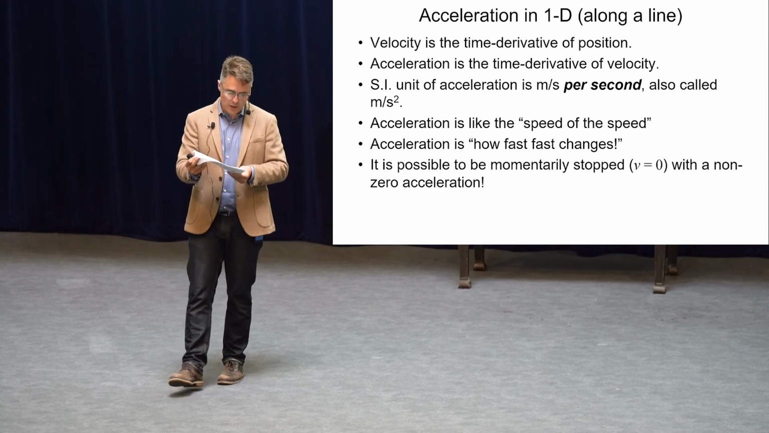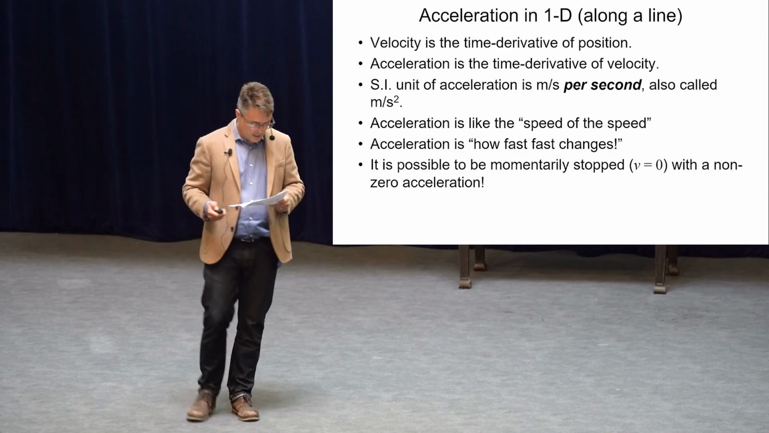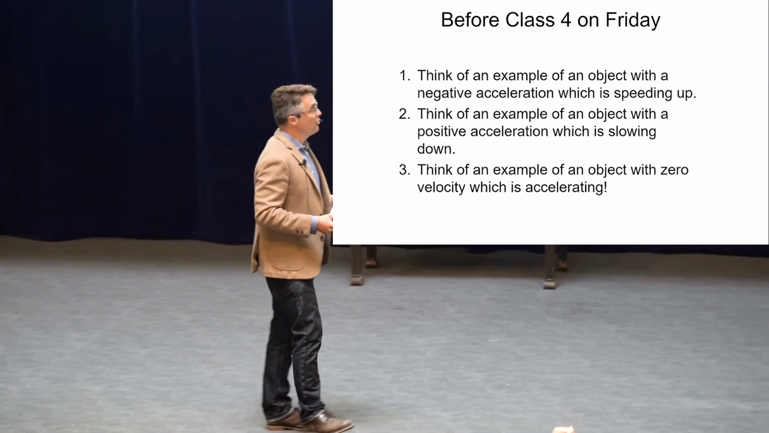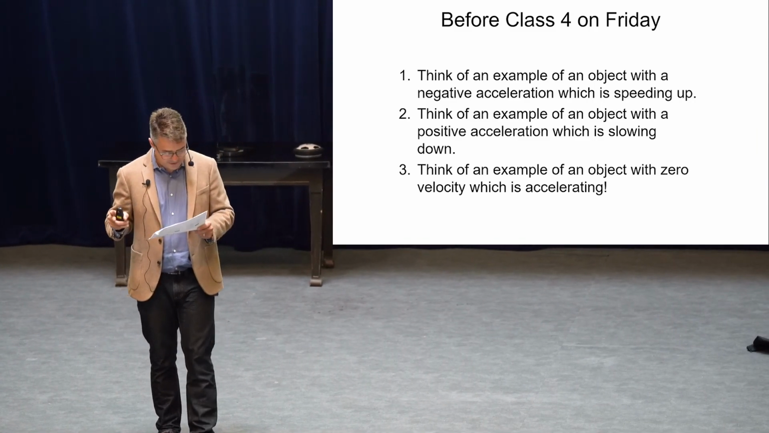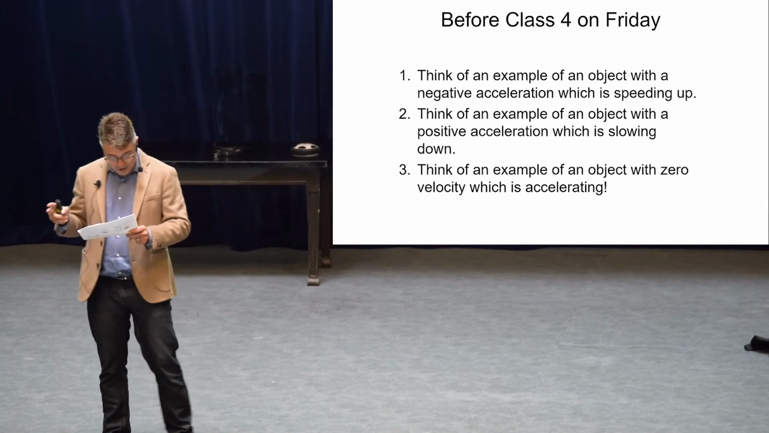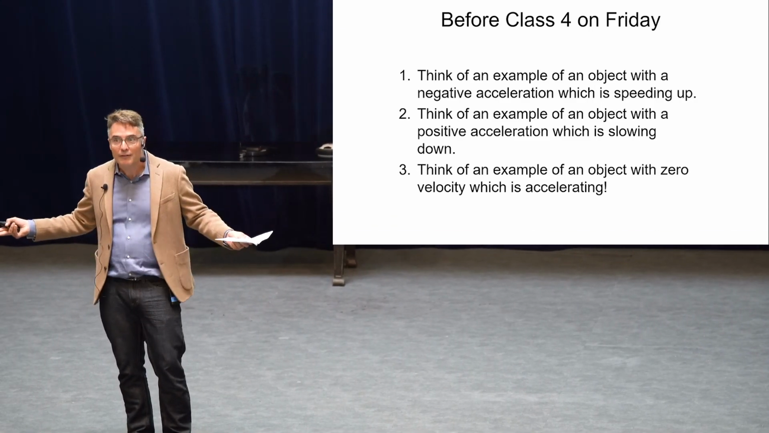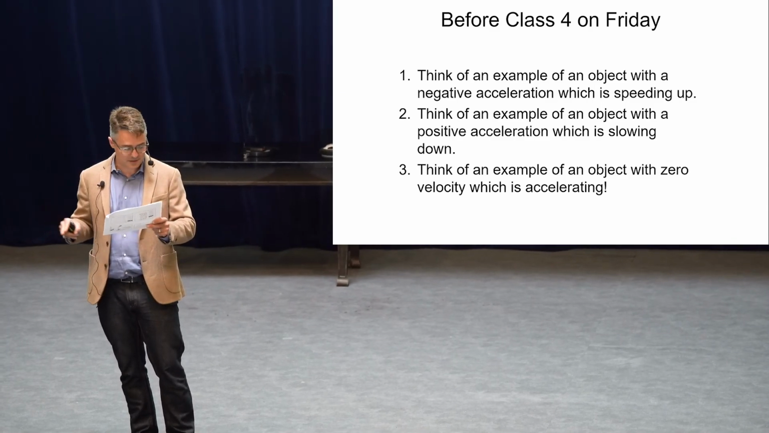So what I want you to do is try to think of an example of an object with negative acceleration, which is speeding up. That's one. Two, think of an example of an object with a positive acceleration, which is slowing down. If you can imagine that. We're going to do these in class on Friday.